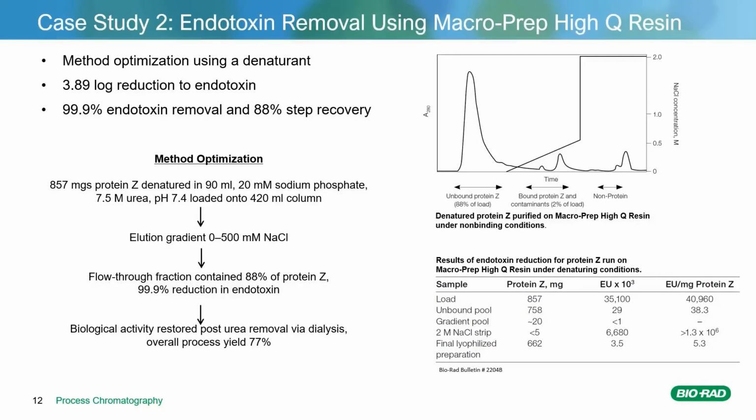Based on this observation, and given the affinity for lipids observed with this protein, subsequent optimization work found that by denaturing protein Z, interactions with the lipid A portion of the endotoxin were significantly reduced. This resulted in the majority of protein Z eluting in the flow-through and a 99.9% depletion of endotoxins. MacroPrep High-Q's macroporous structure and high ligand density likely enabled increased electrostatic interactions between the resin and the endotoxin while enabling the dissociated protein Z to elute in the flow-through.